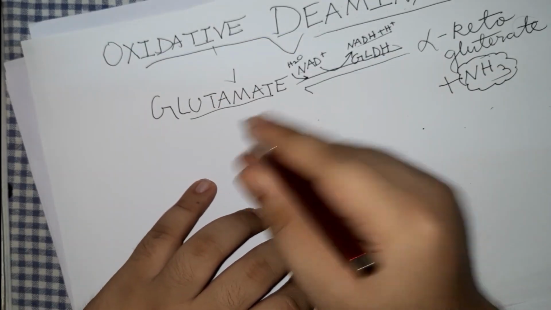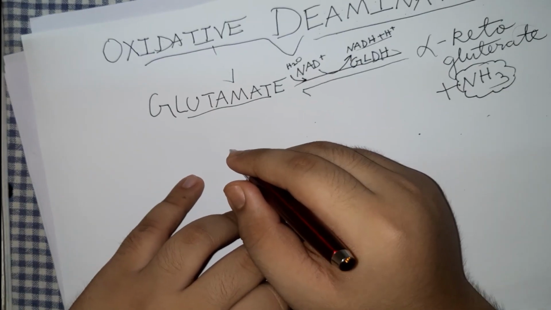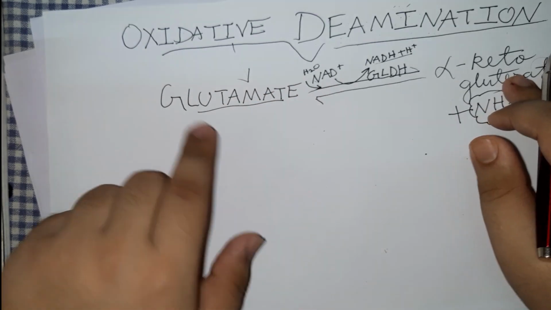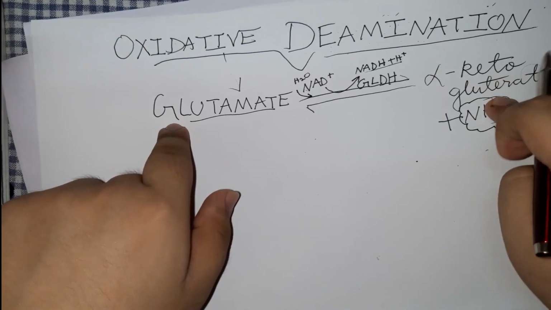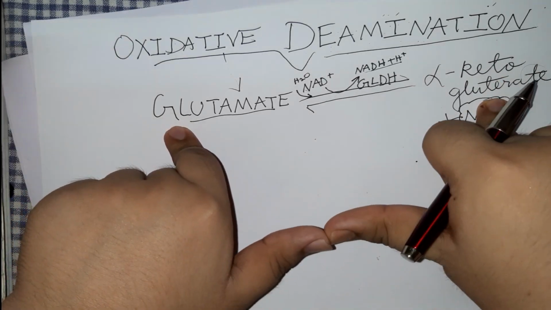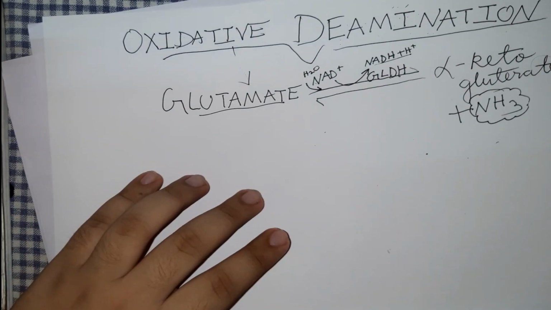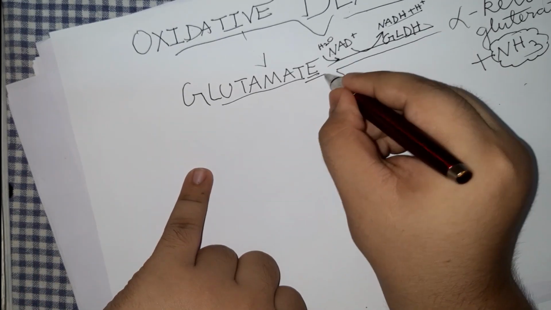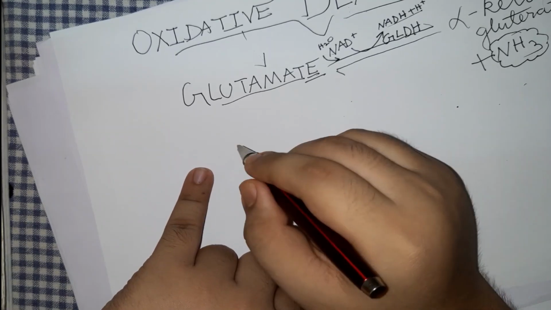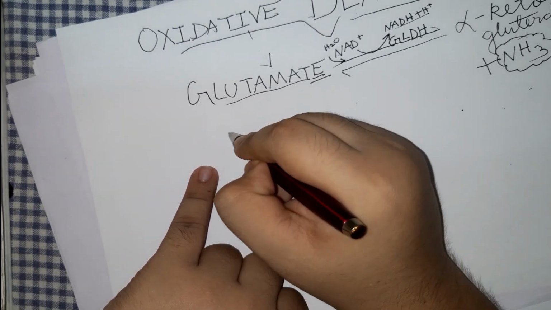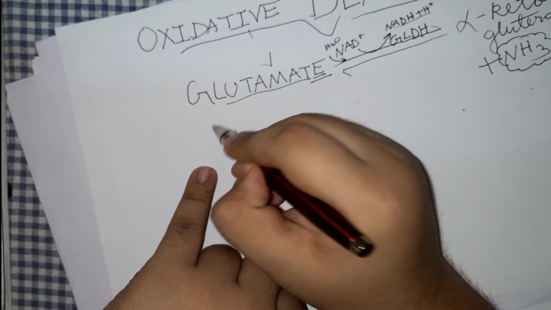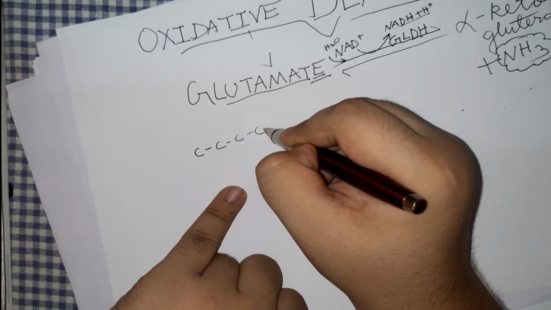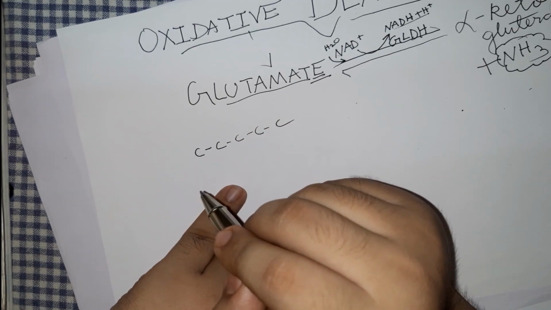Let's look at the molecular structures here. Because glutamate and alpha ketoglutarate, these two molecules forming a pair, are so common that we might as well know their molecular structure as well. Glutamate is a 5-carbon compound. So let me first do that. 1, 2, 3, 4, 5, a 5-carbon compound.